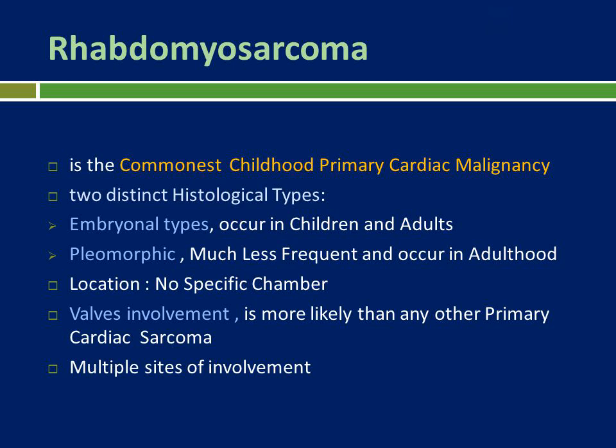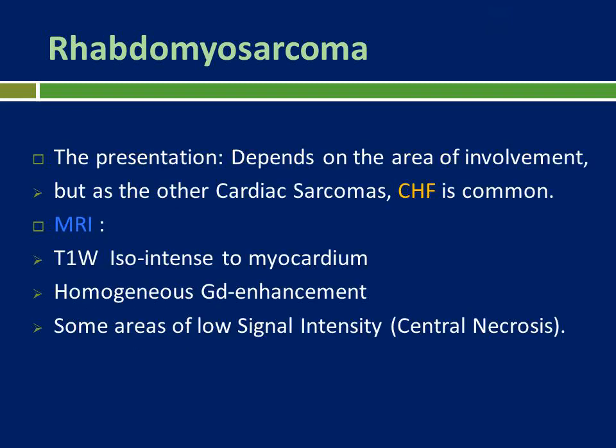Rhabdomyosarcoma is the commonest childhood primary cardiac malignancy. Two distinct histological types: embryonal types occur in children and adults; pleomorphic types are much less frequent and occur in adulthood. Location: no specific chamber. Valve involvement is more likely than with any other primary cardiac sarcoma. Multiple sites of involvement.